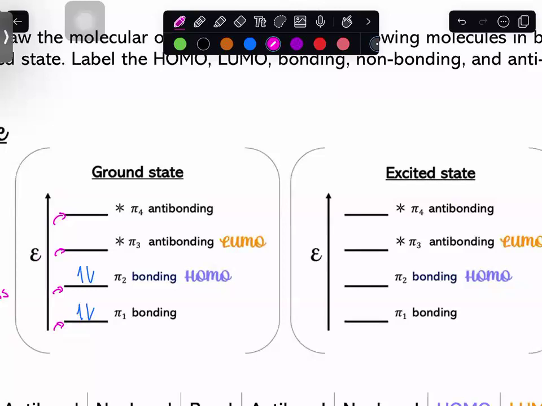What's going to happen in the excited state? Say that again?